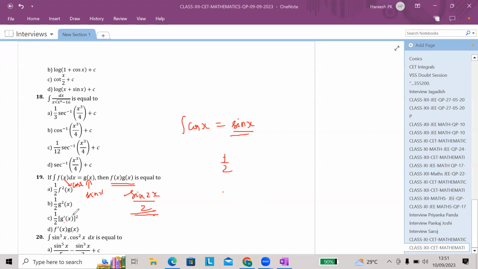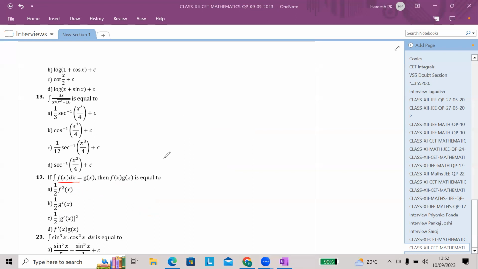You can write it as 1 plus cos 2x by 2. That won't be the answer. What about this? This is also cos square x by 2. What about this? This is sine square x by 2. And here, you'll again end up getting minus sine square x by 2. So I think we need to check this. What is the right answer?